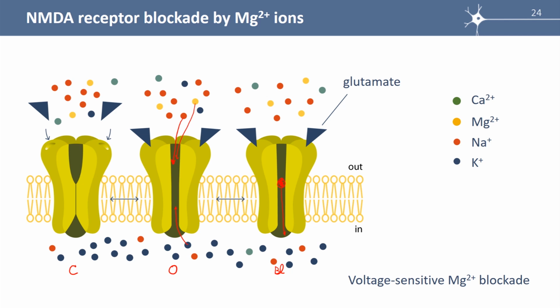This is extremely important to understand because normally at minus 60 millivolts, the channel is either closed or in the blocked state. It spends very little time in the open state. The membrane must be depolarized for the magnesium block to stop, and we will see that with the total NMDA current.